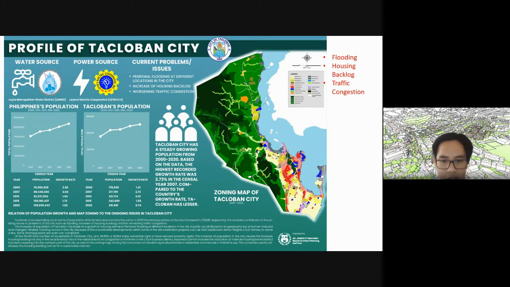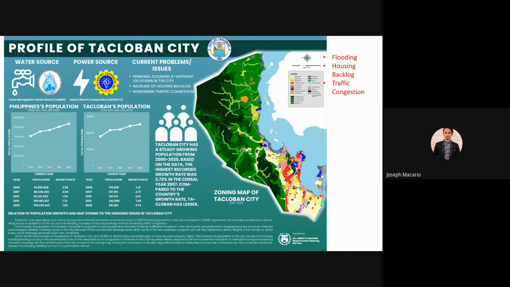What do you think is causing the flooding? Well, aside from the physical characteristics of Tacloban, it also has something to do with the man-made changes, specifically with the drainage plan of Tacloban. So there's really not a well-established drainage plan of Tacloban. So that is one of the reasons why there is perennial flooding, mostly in the subdivisions of Tacloban.